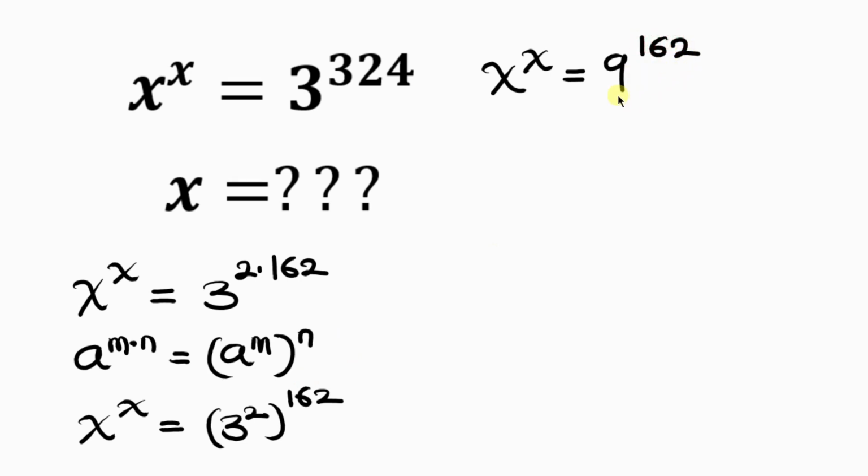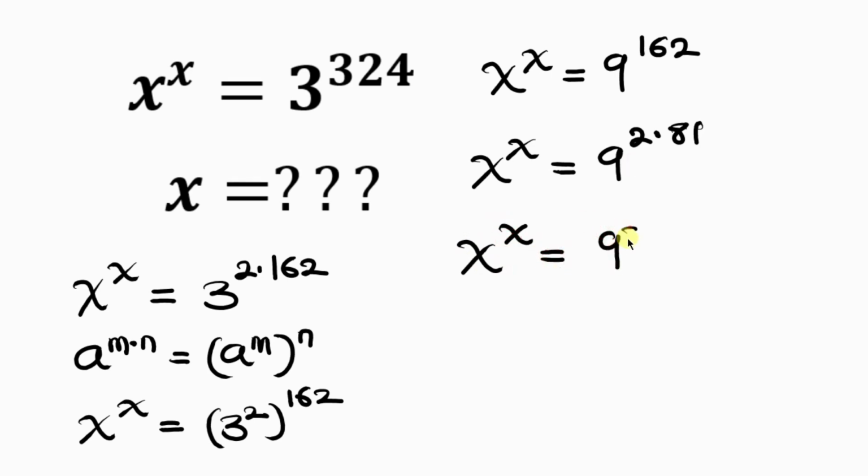Now we're going to be repeating the same process. So this is x to the x equal to, now this is 9 to the power of 162, which is the same as 2 times 81. Good. So we can simplify this by writing it in this form. So this becomes x to the x equal to 9 squared, raised to the 81. So we have x to the x equal to, 9 squared is 81, raised to the power of 81.